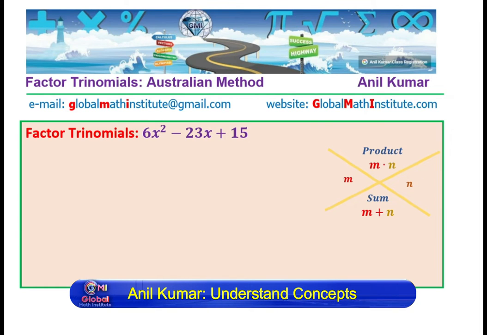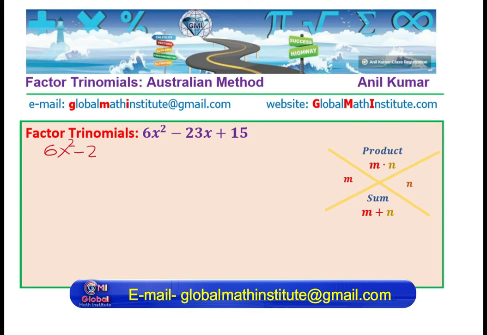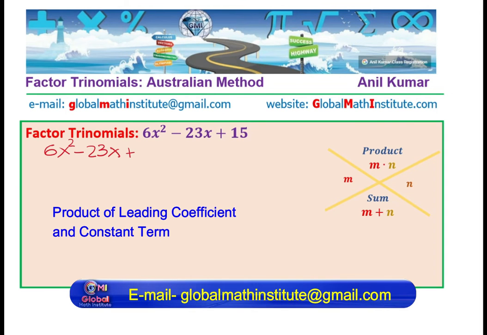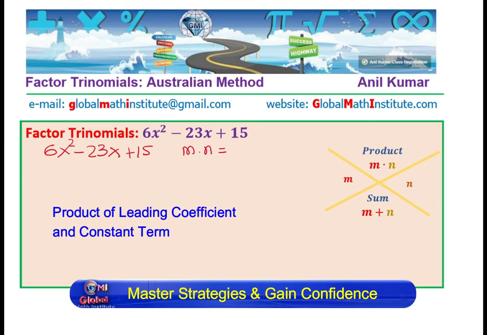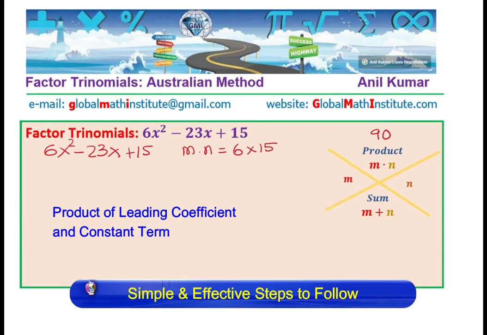So, the technique, which is also called the Australian method, is first to find the product. So, let me rewrite the equation, which is 6x squared minus 23x plus 15. The product of two numbers m times n should be 6 times 15. So you could write that product, which is definitely 90, and the sum is the coefficient of the middle term, minus 23.